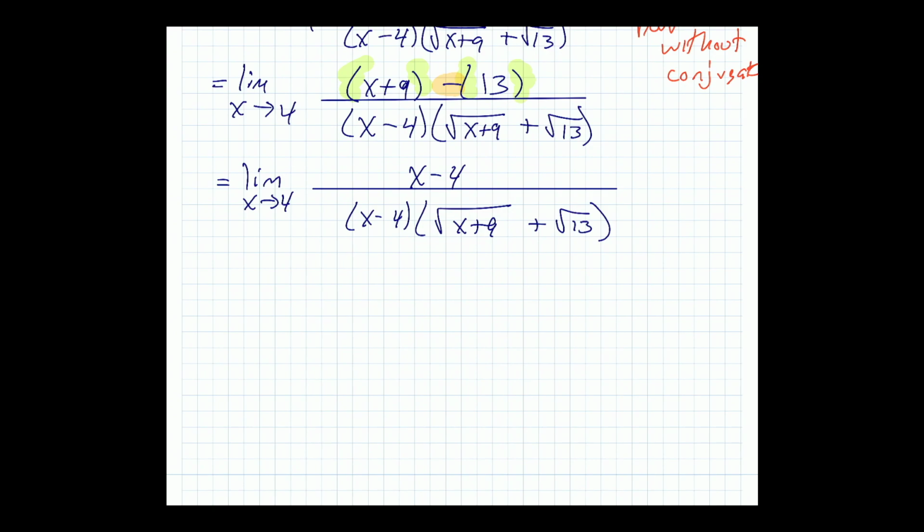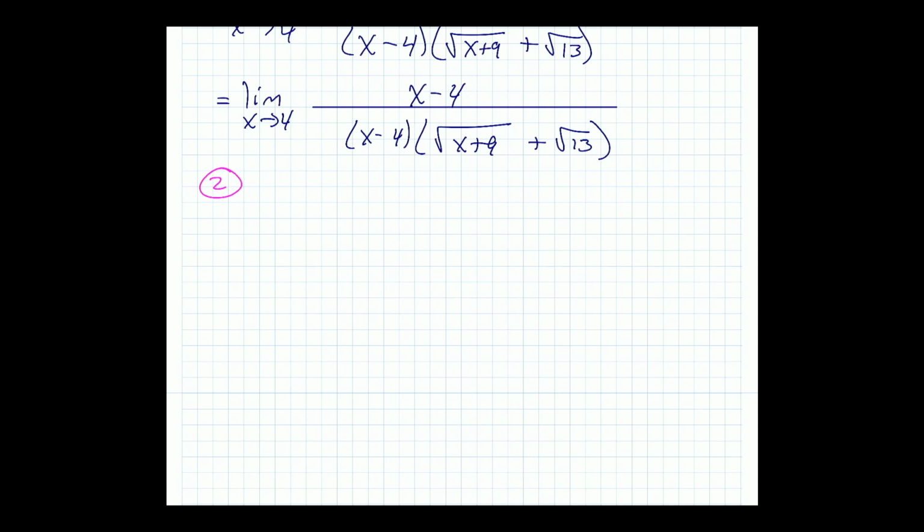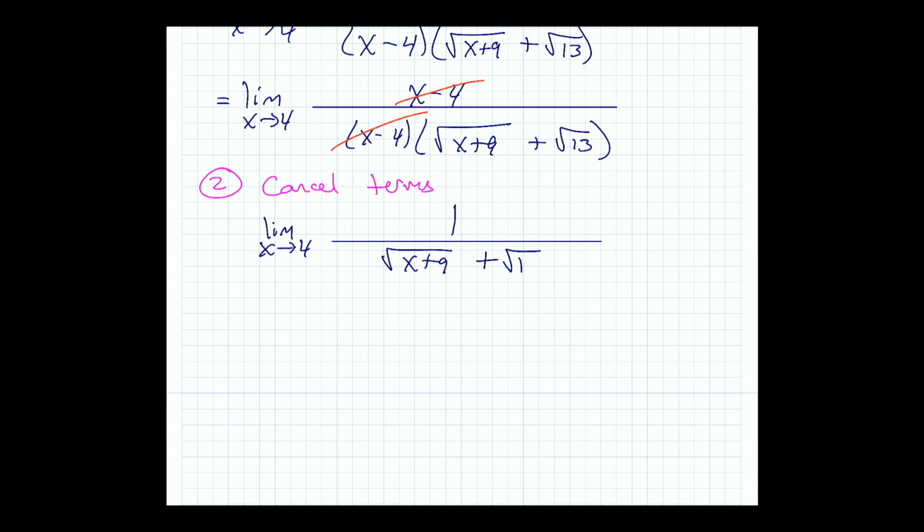So then what are we going to do? We are going to, I don't know what number, 2? I feel like further. Cancel terms. My numbering is probably different than before. All right, cancel terms. You should be able to see where to do it, right there and there. So I'm going to get 1 on top because I canceled it. And then on the bottom, square root x plus 9 plus square root 13. All right, there you go.